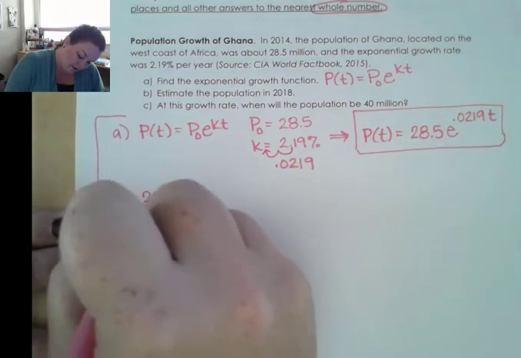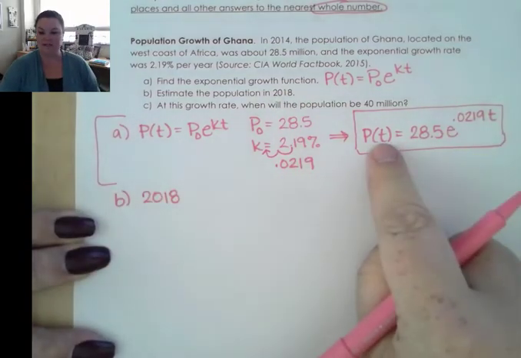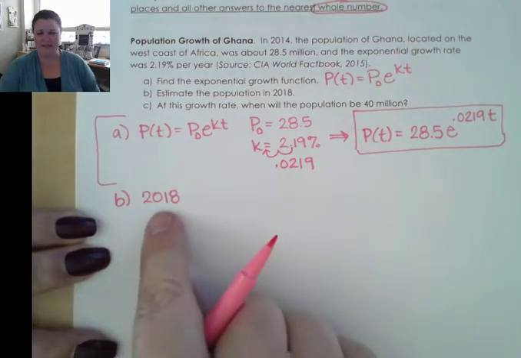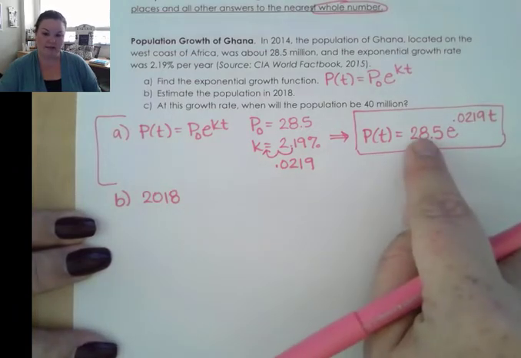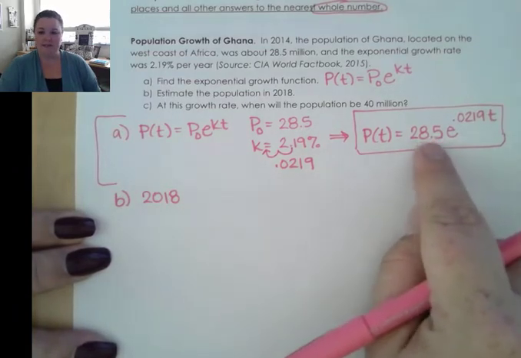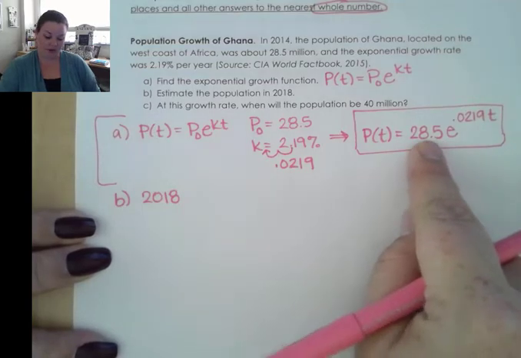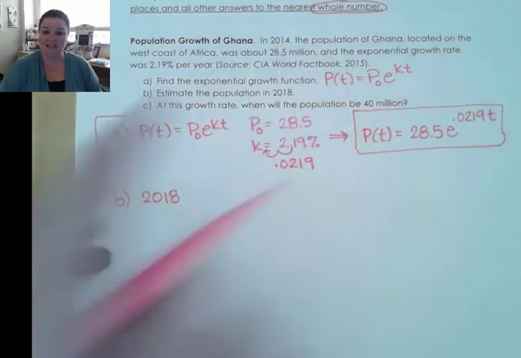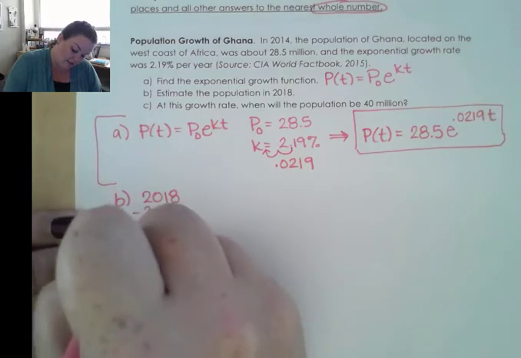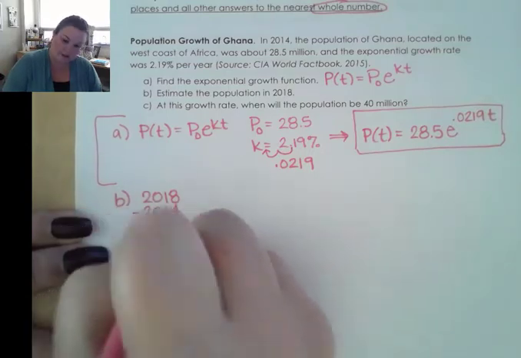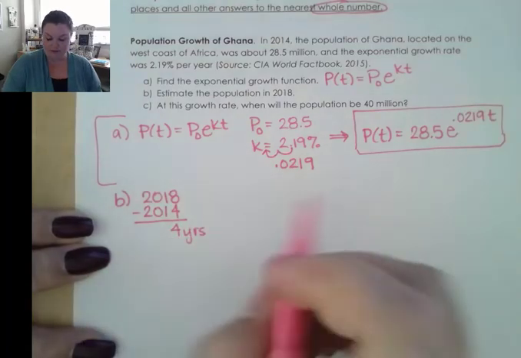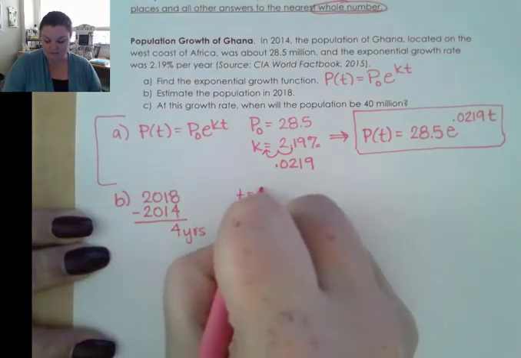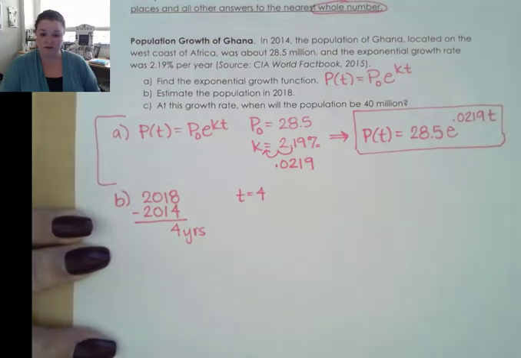So in 2018, I need to know what t to plug in. Now I don't want to plug in 2018 because that's not telling me years. That's telling me the actual date, right? Notice my formula has a beginning amount of 28.5, which was the population in 2014. So I need to know how many years since 2014 have gone by. And we can see here that that's 4 years. So we're going to plug t equals 4 into our function.